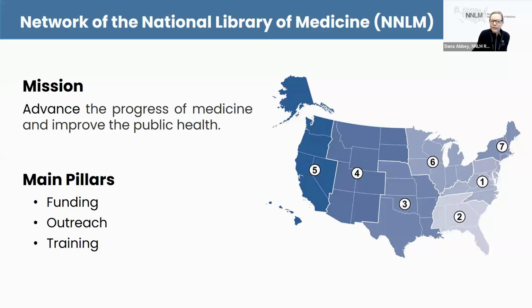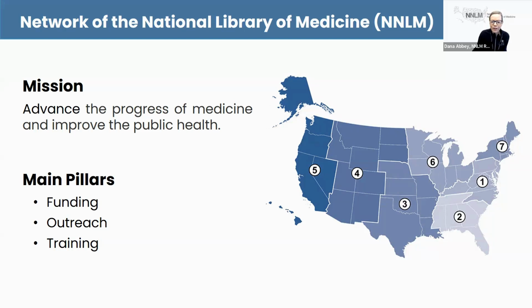This map illustrates the 7 regions of the network of the National Library of Medicine, or NNLM, and Region 4 is comprised of 9 states: Arizona, Colorado, Idaho, Montana, New Mexico, North Dakota, South Dakota, Utah, and Wyoming. It's just a mere 1 million land miles.